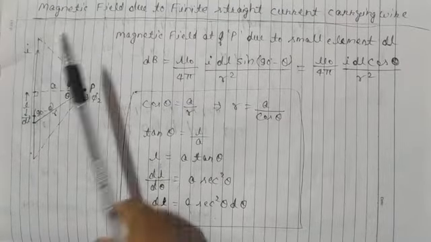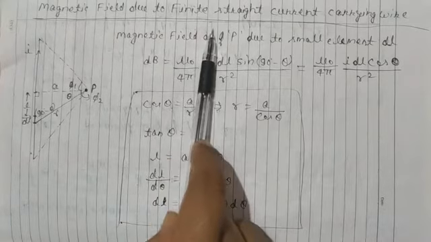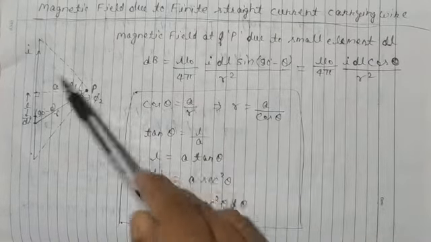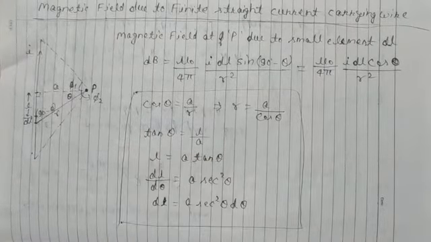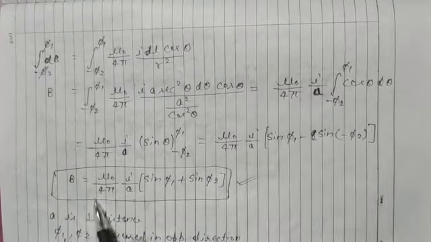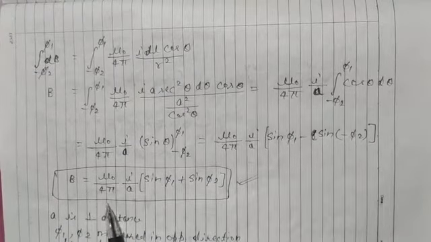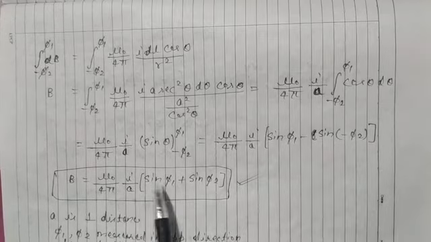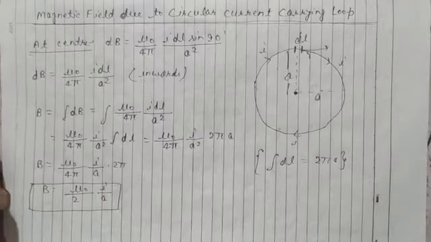And the magnetic field due to a finite straight current carrying wire, where the length of the wire is finite, is B equal to mu naught upon 4 pi, I upon a, sin phi 1 plus sin phi 2.